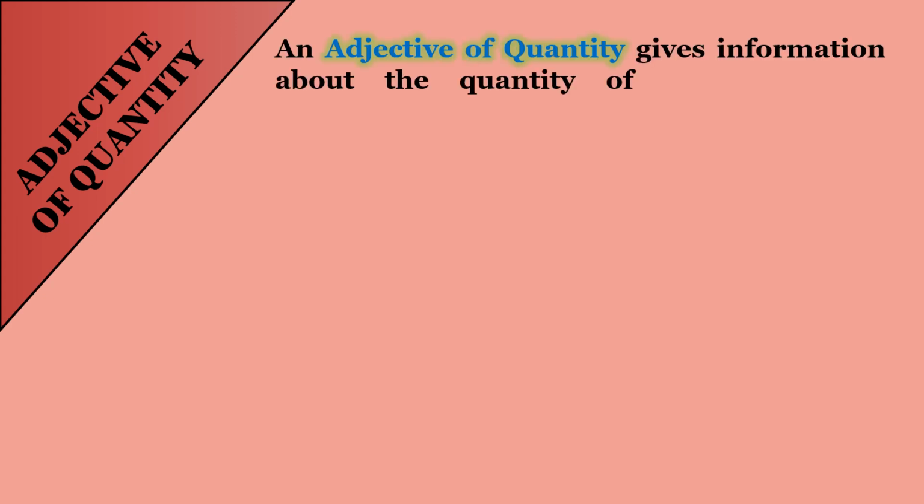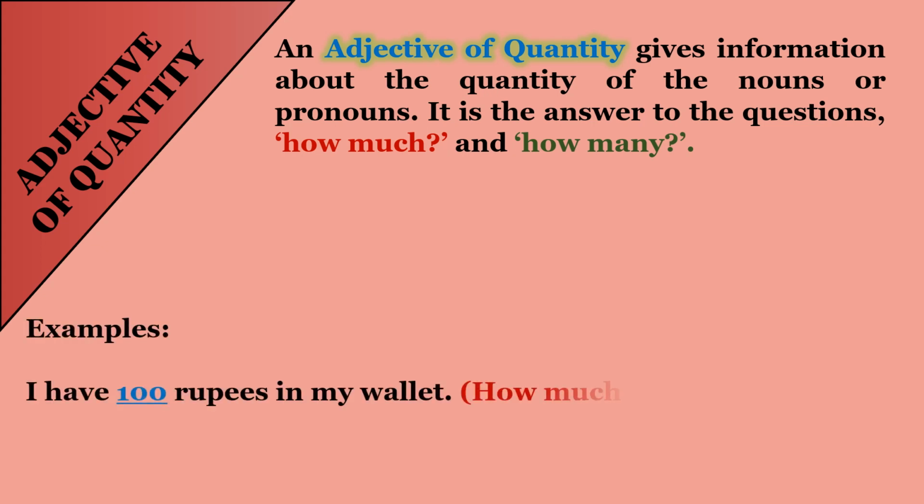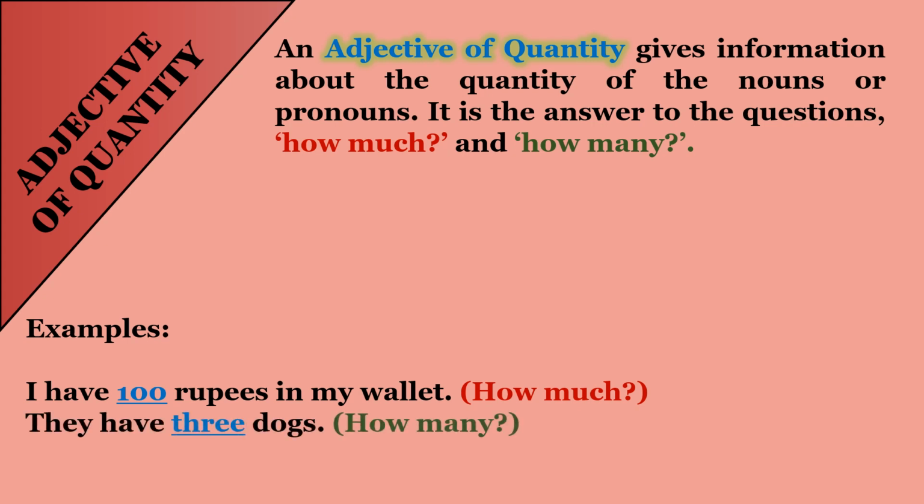Next is the adjective of quantity. As it suggests, it gives information about the quantity of the nouns or pronouns. It is the answer to the questions how much or how many. For example, I have 100 rupees in my pocket. How much money? 100 rupees. They have 3 dogs. How many dogs? 3 dogs.